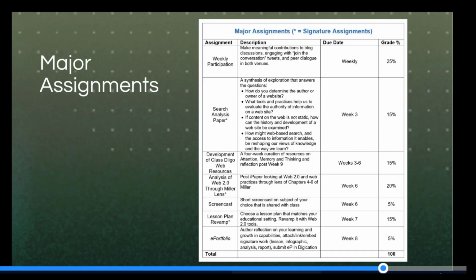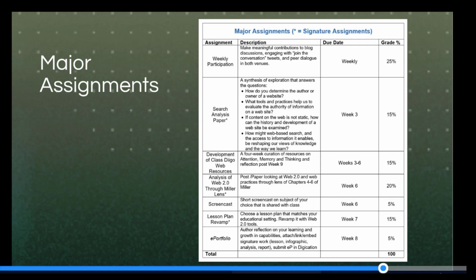Some major assignments in this particular class. You'll notice first is weekly participation. If you do the tweets and weekly posts and comments, that's 25% of your grade right there. In week 3, we're going to explore searching on the web, and you'll be doing a search and then writing a short paper synthesizing what you learned about searching. And then, as I said, we're going to do about a 4-week process using Diigo to curate web resources and thinking about what that might mean. And you'll actually use those resources to write an analysis of Web 2.0 through Miller's lenses of attention, memory, and thinking.